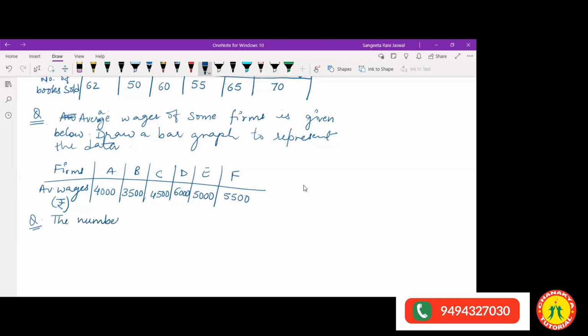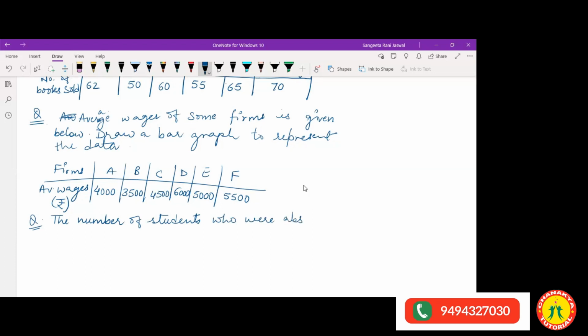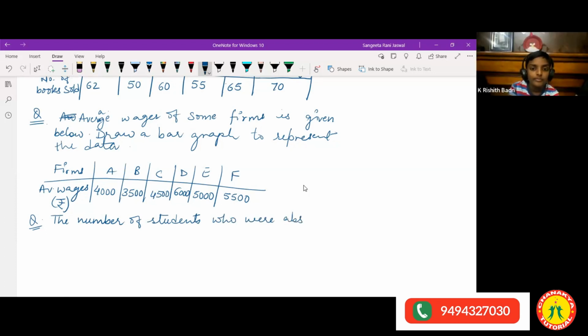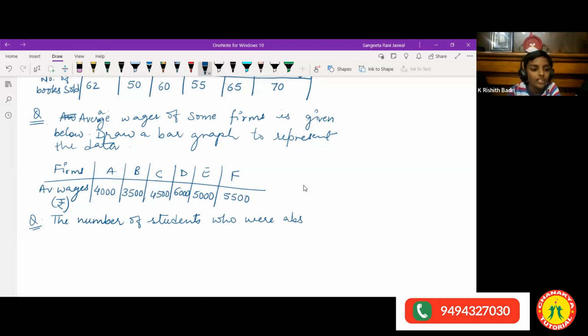Yes, Rishit, what are you thinking? Nothing, ma'am. Ma'am, I'm thinking how I should do the diagram. What you should take your unit as. 1 unit, yes, ma'am. Okay. See here, analyze the data: 4,000, 3,500, 4,500, 6,000, 5,000, 550. So they are all in the gaps of 1,000, 1,000, 1,000. Is it? Yes, ma'am. I also thought the same.